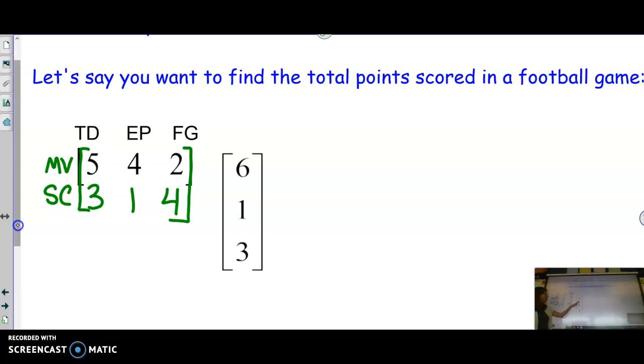Now, the reason you see the numbers here, and they do have to be lined up in this way, these are the points that you get for a touchdown, an extra point, and a field goal.